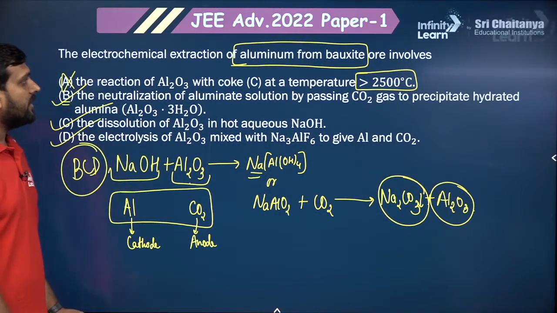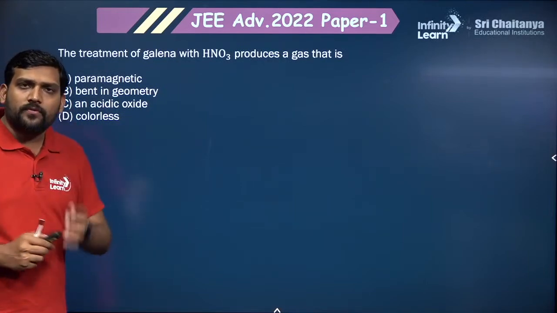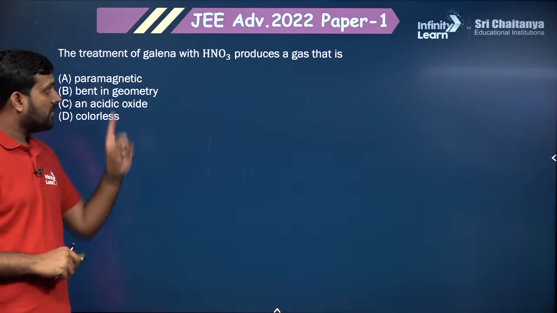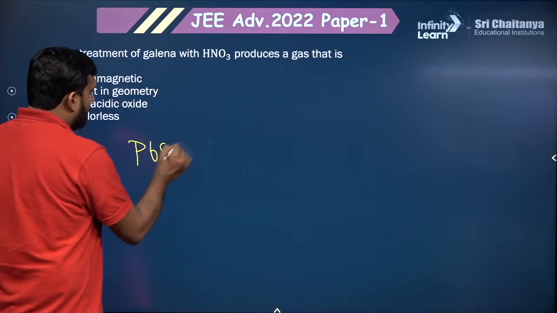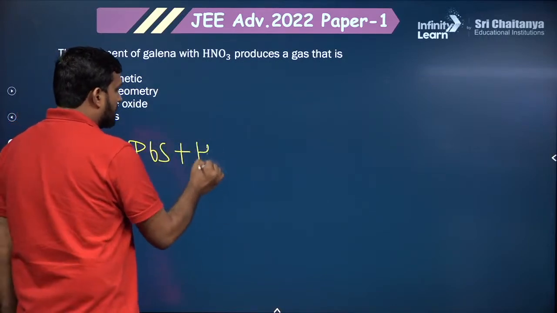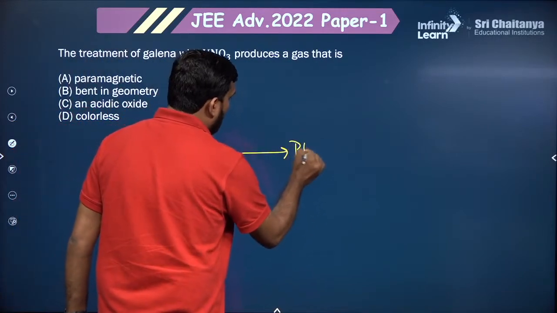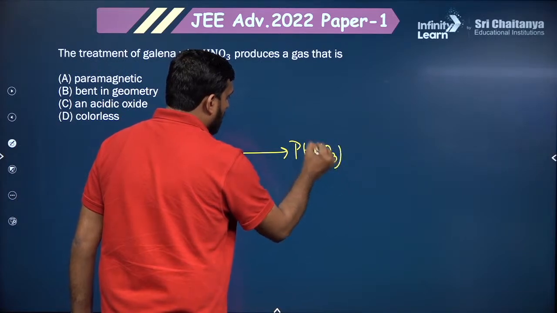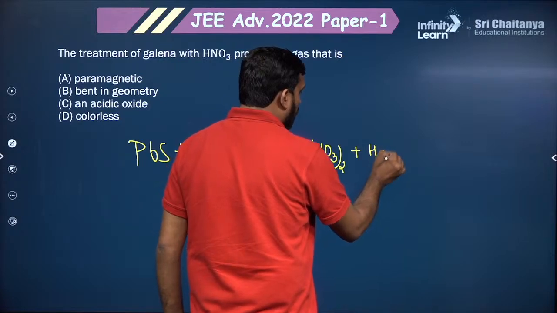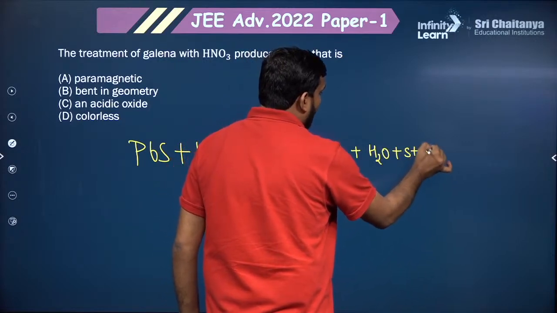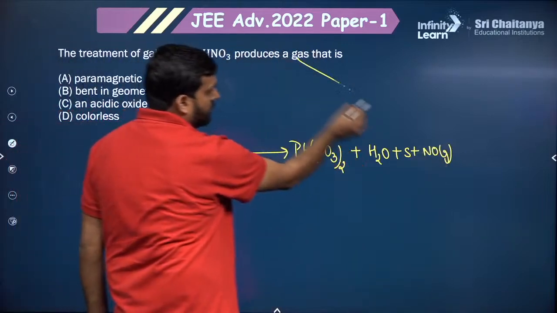Okay, going for the next question. The treatment of galena with HNO3 produces a gas that is... This is a very famous reaction, if you remember: whenever PbS, that is galena, is treated with HNO3, it produces lead nitrate along with the release of water, sulfur and NO gas. So this is released as a gas. They are talking about a gas which is NO.